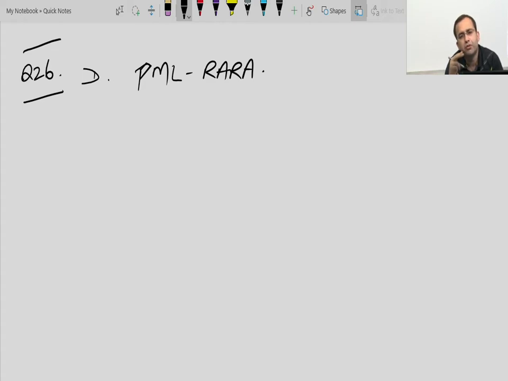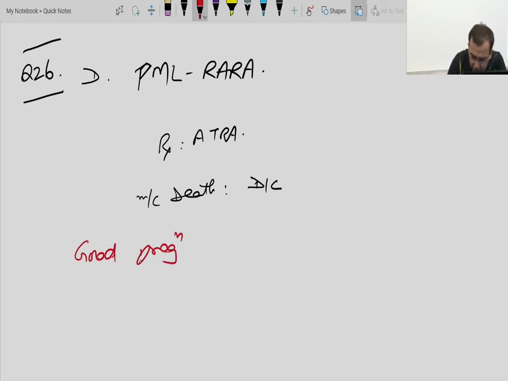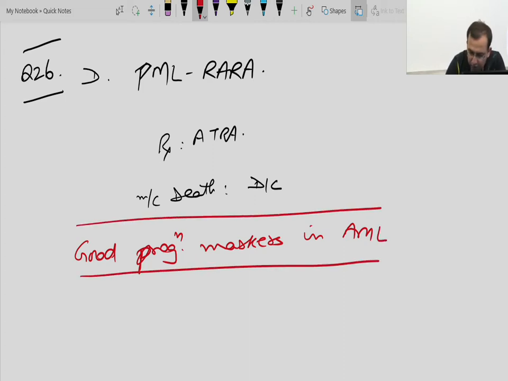You also know why it is best prognosis, because we have therapy against it, that is ATRA, all trans retinoic acid. You also know that the most common cause of death in M3 is DIC. So we rephrased it as DIC is most common in M3. We have seen these points. This gets us to the next point, good prognostic markers in AML.